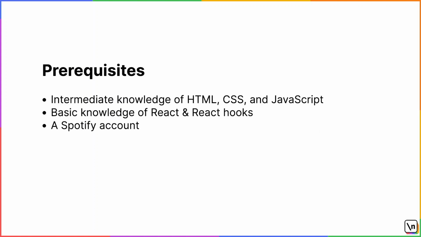To get the most out of this course, you'll want to have a few things under your belt first. First, an intermediate understanding of HTML, CSS, and ES6 JavaScript. Second, basic knowledge of the React framework and React hooks. And third, a Spotify account. You can totally create a Spotify account right now if you don't have one, but the app is going to be a lot more interesting if you've accumulated some Spotify history already.